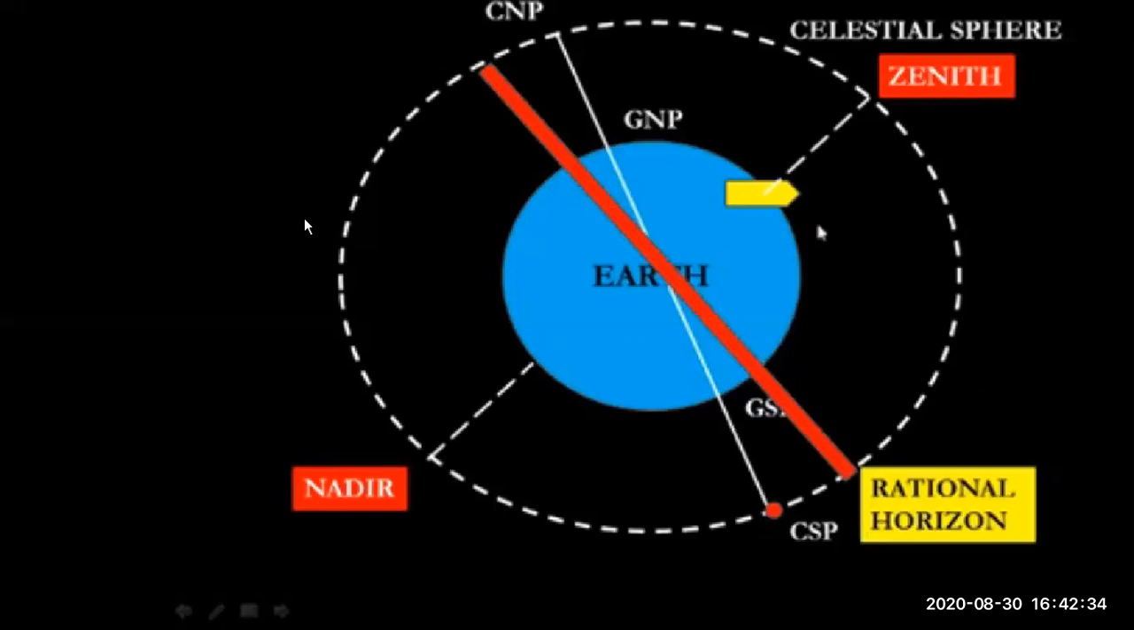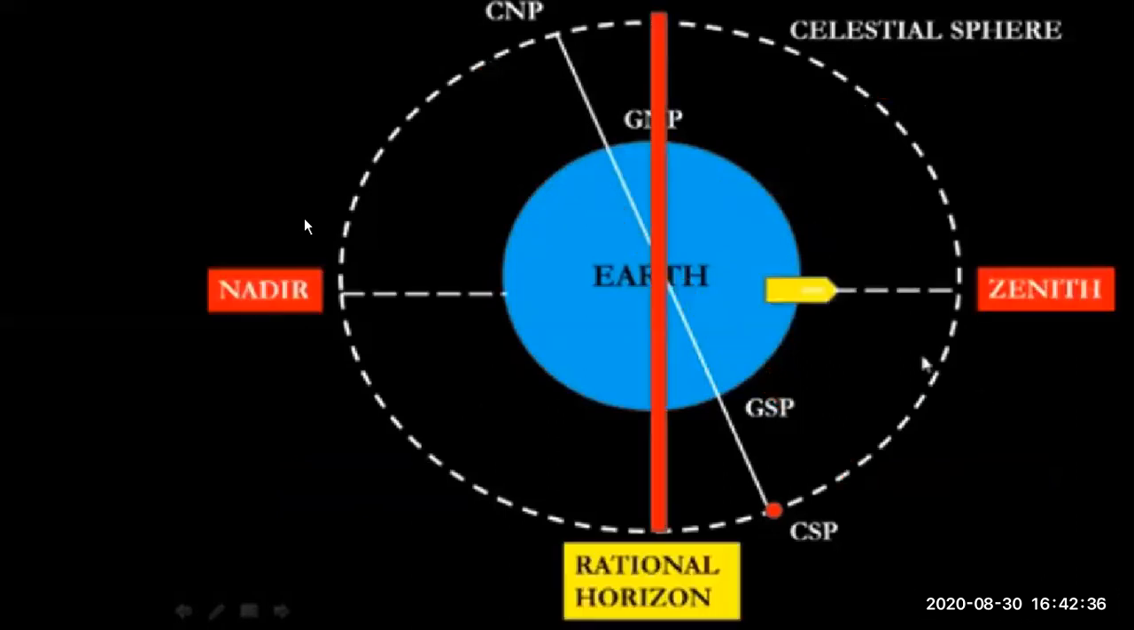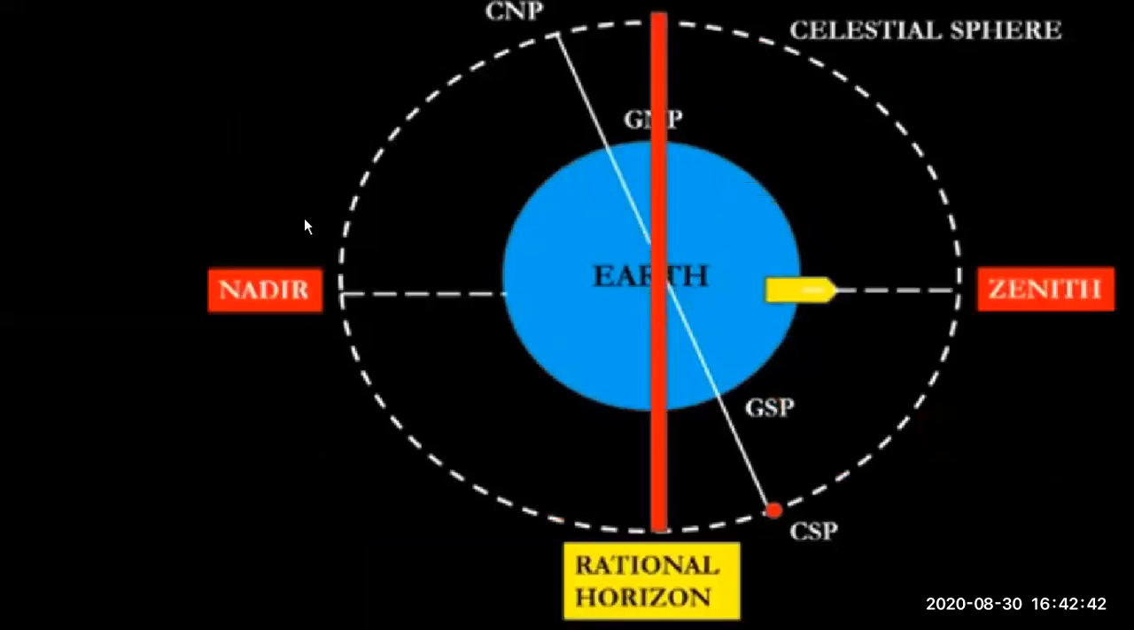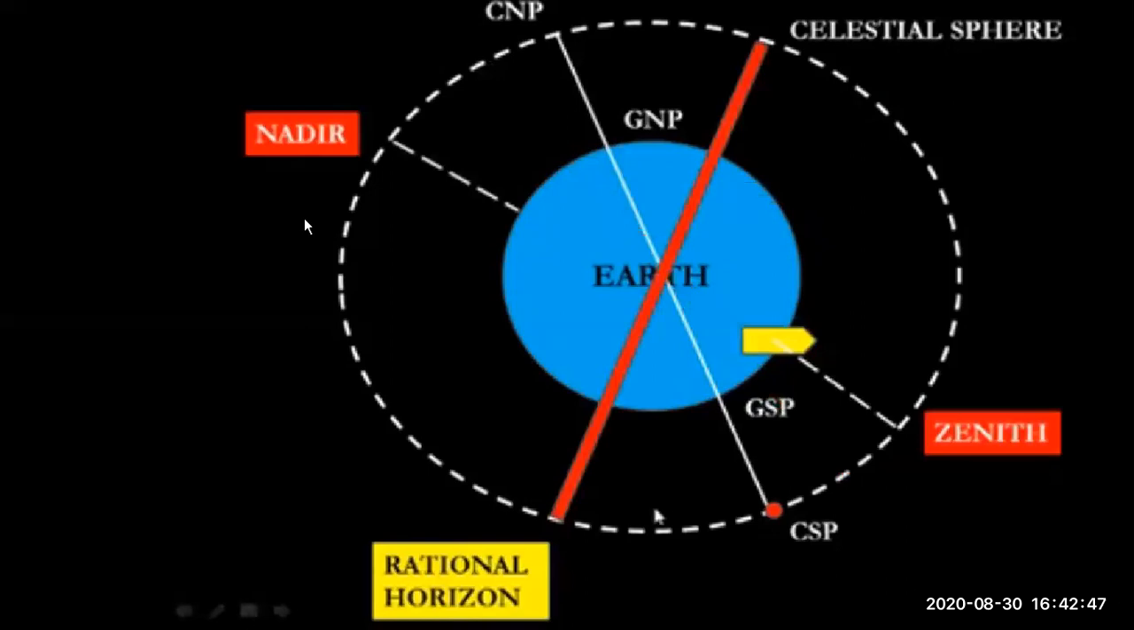So the rational horizon keeps on changing, and the observer's zenith and nadir all keep changing. Now we know.